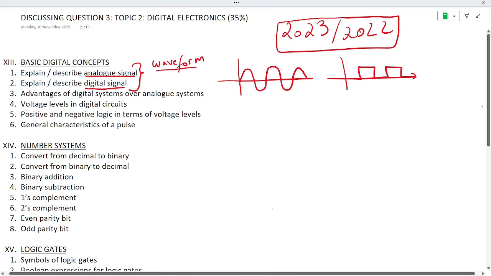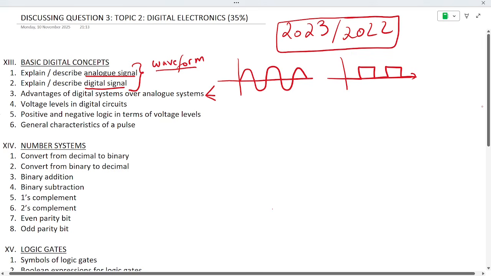Point 3, go and study also the advantages of digital systems over analog systems. There are a number of advantages. Digital systems are easy to understand, digital systems are easy to design, and digital systems are user friendly. So go and study the advantages of digital systems over analog systems.